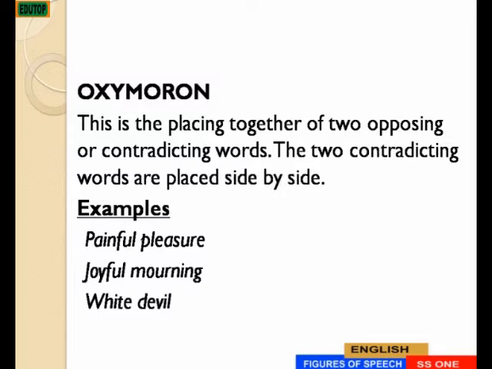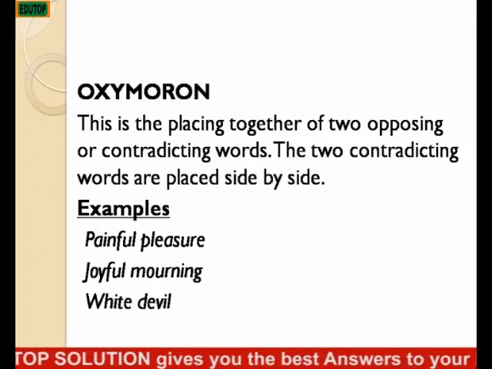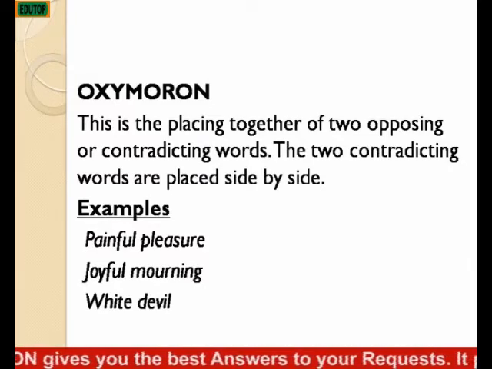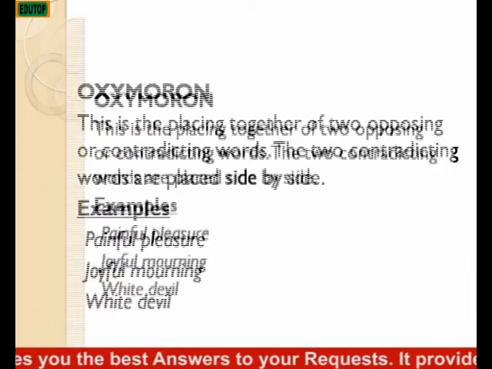So these examples express opposing words that are placed together side by side. You should mark this, that oxymoron has to do with two contradicting words that are placed side by side. There is no word coming in between them. They are placed together. They follow each other in an expression.